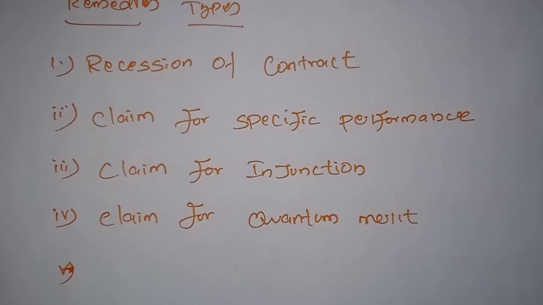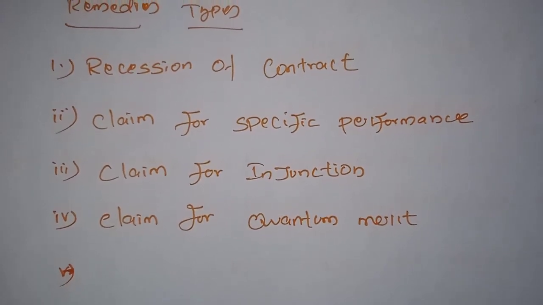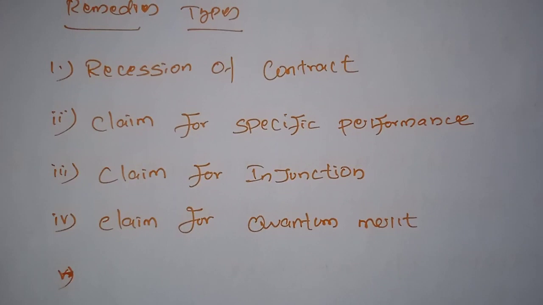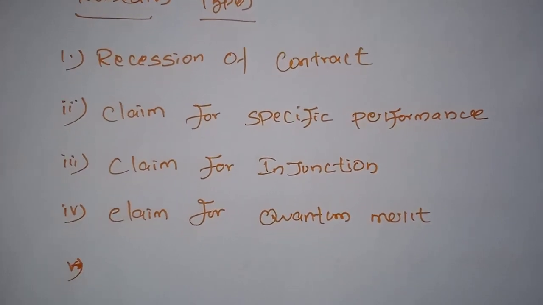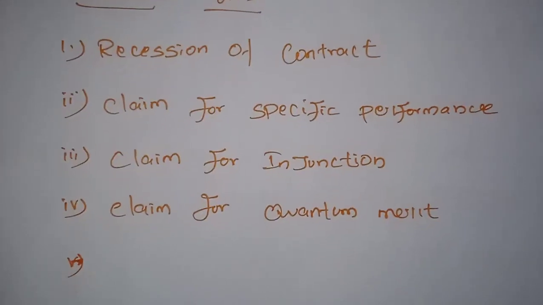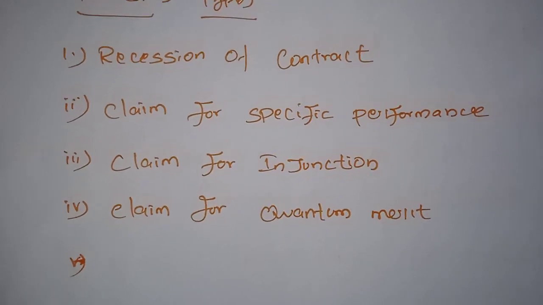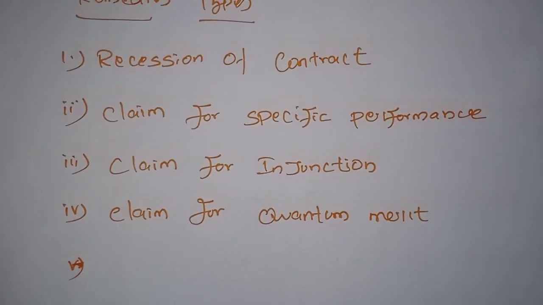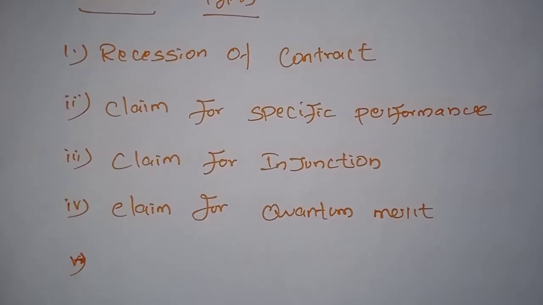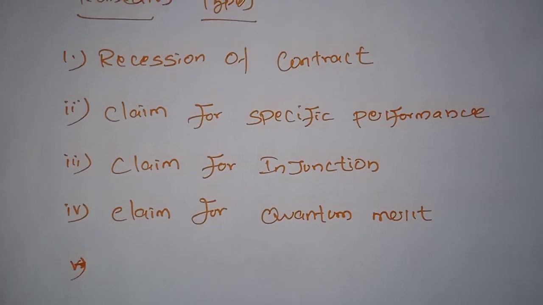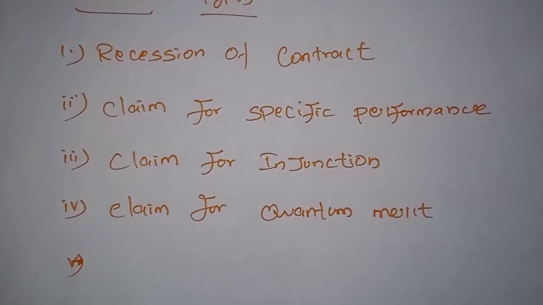Next, when it is probable that compensation in money cannot be received for the non-performance of the act agreed to be done. Next, when there is no standard for ascertaining the actual damage caused by the non-performance of the act agreed to be.